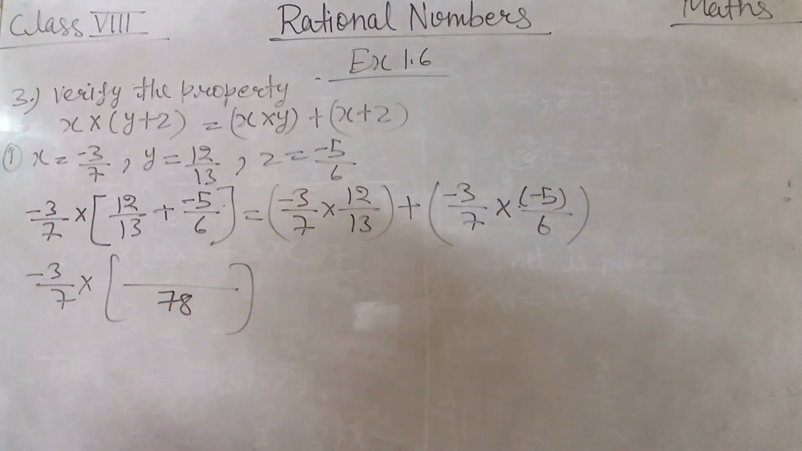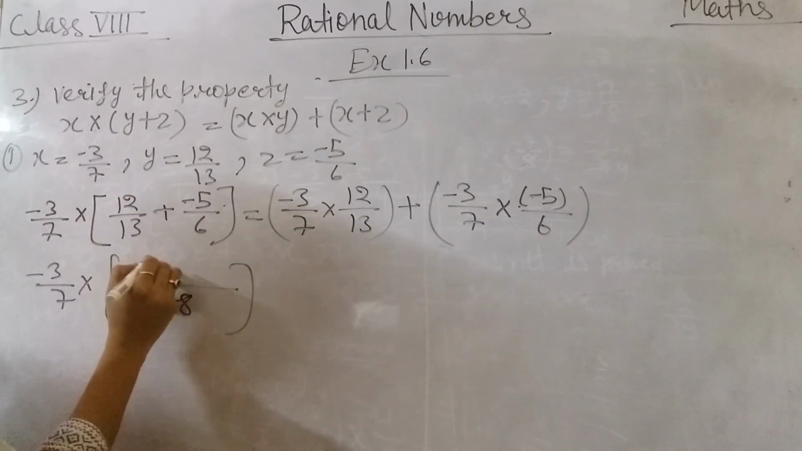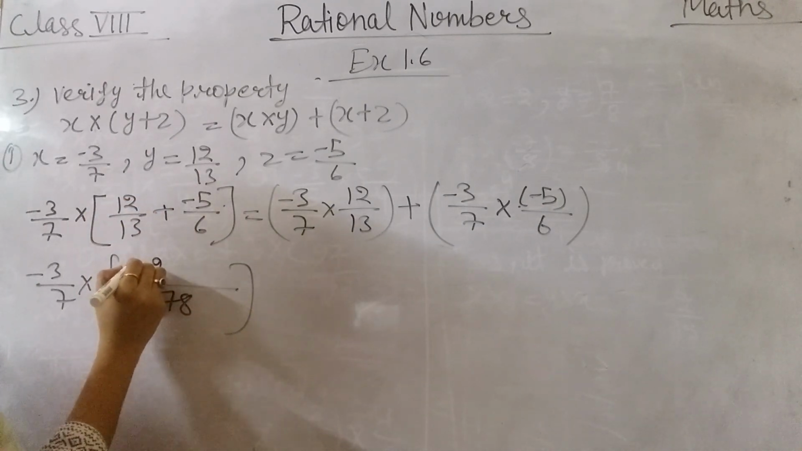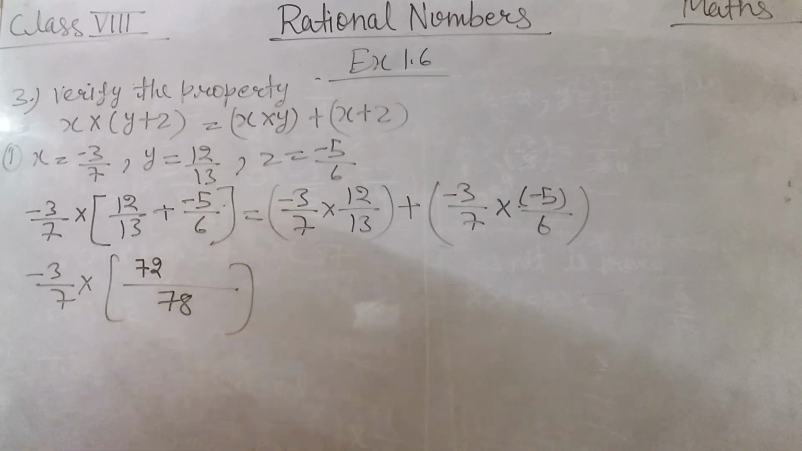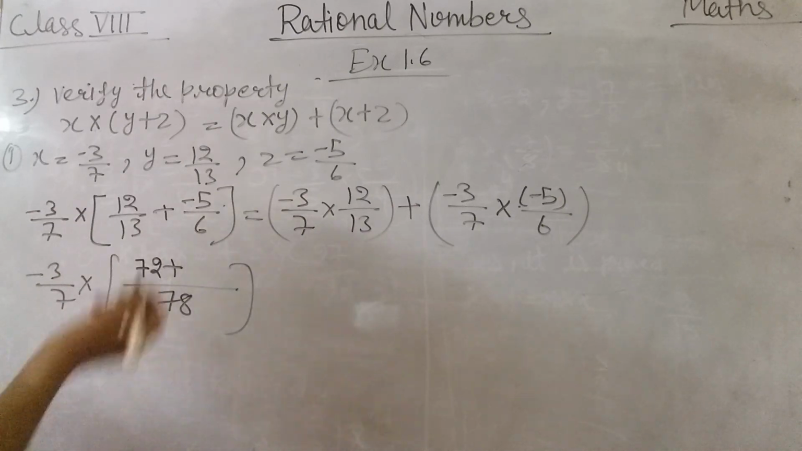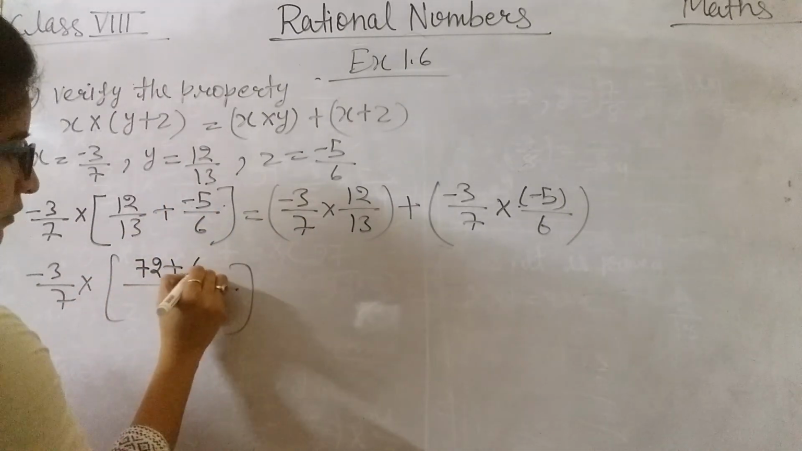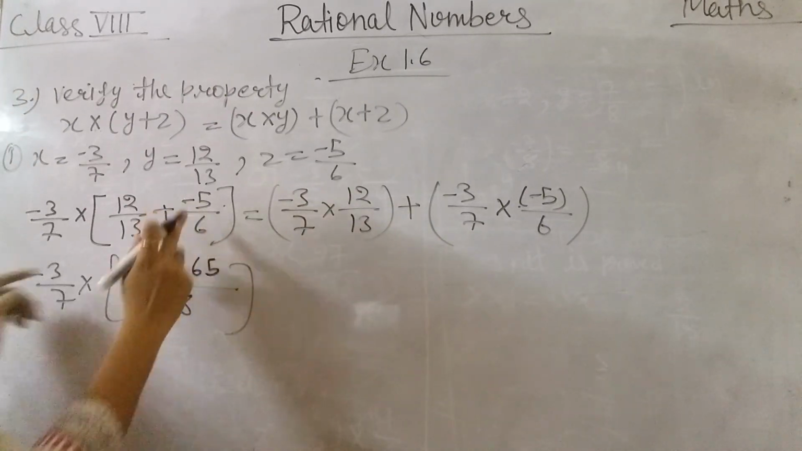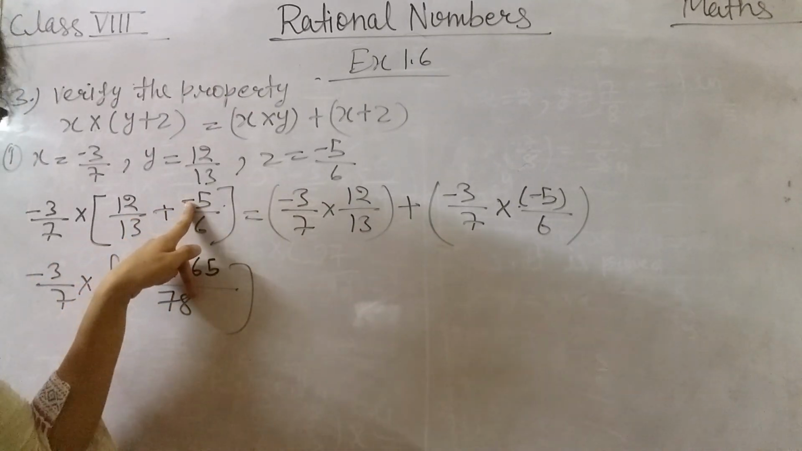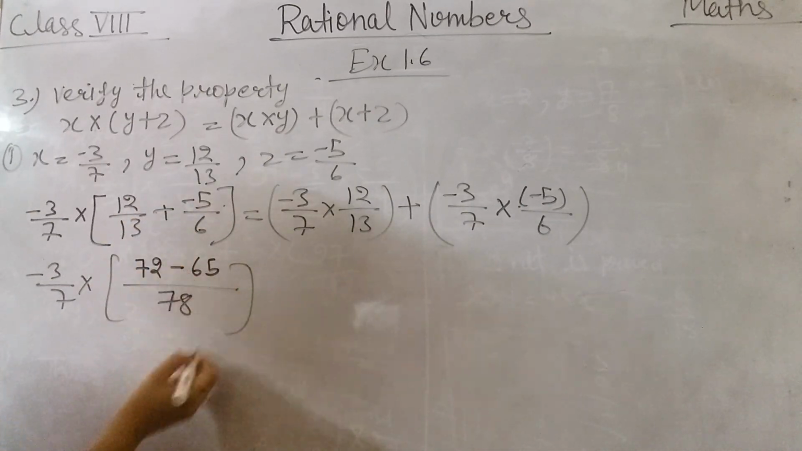So it would be 78. Now 13 6s are 78 and 12 6s are 72, plus 6 13s are 78 and 13 5s are 65. Now here we have a sign of minus, that would be minus plus minus.